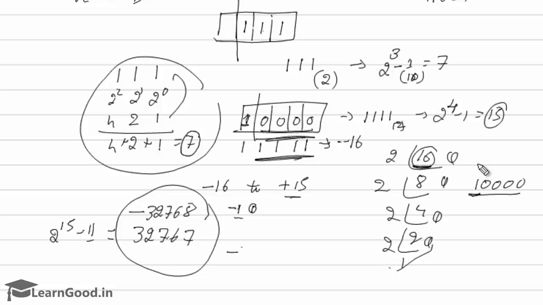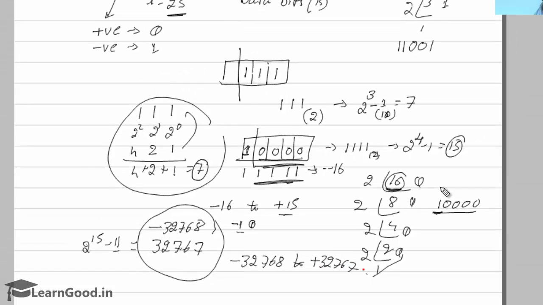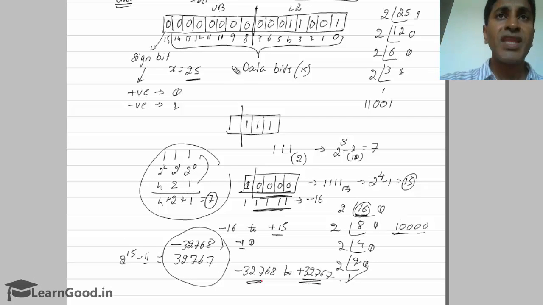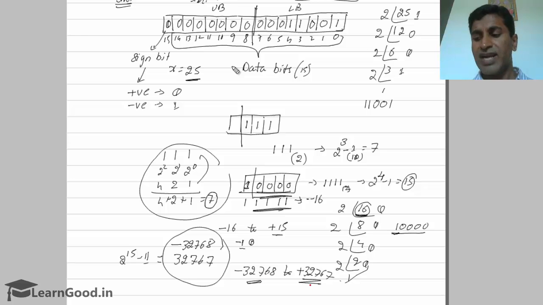So that is minus 32,768 to plus 32,767. You cannot store more than this, nor can you store smaller than this. If you try to store more than this, it will not give any error message. It gives you a negative value. As I explained, in a 5-bit location, the maximum decimal value you can store is 15. But if you try to store 16, it will be stored as minus 16.